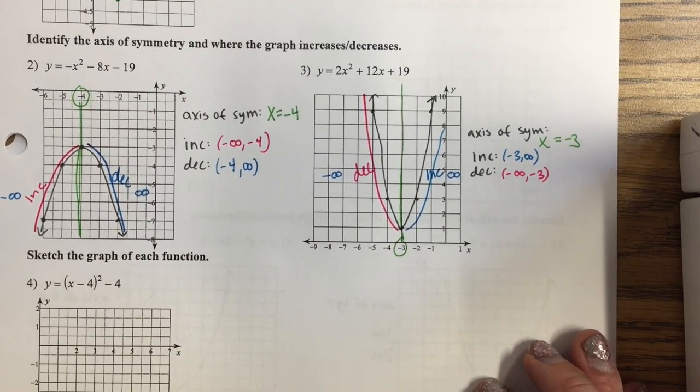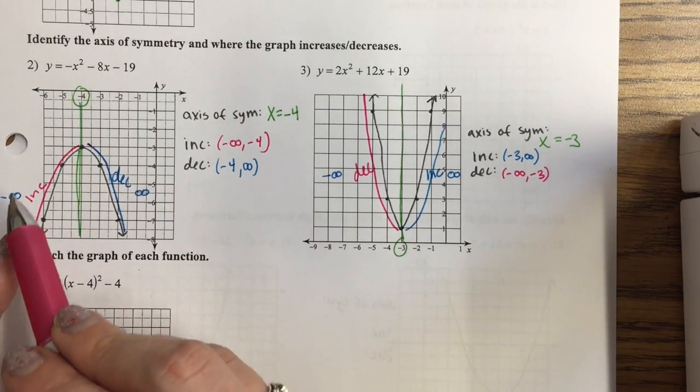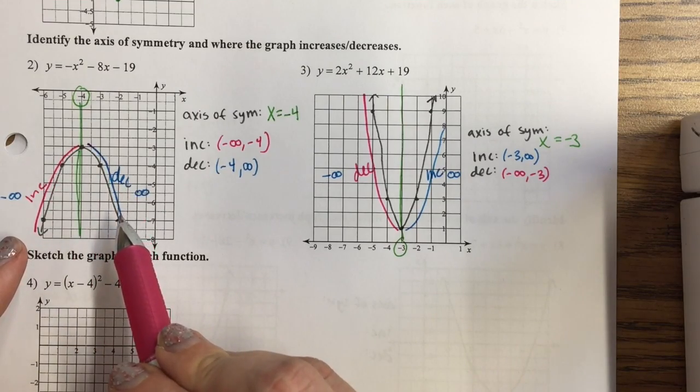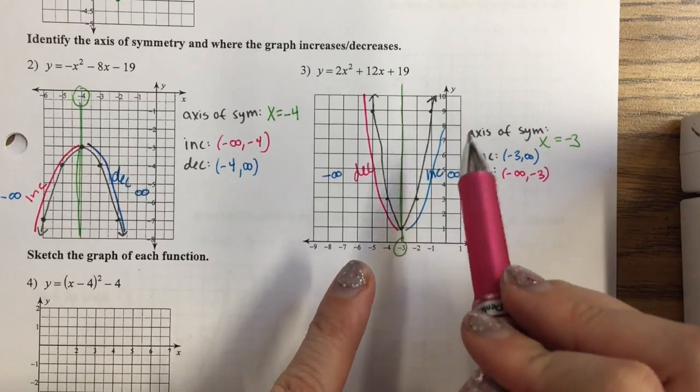So the only reason those are swapped is because one graph is opening down. So increase, decrease when it opens down. When it opens up, it'll be decrease, increase.